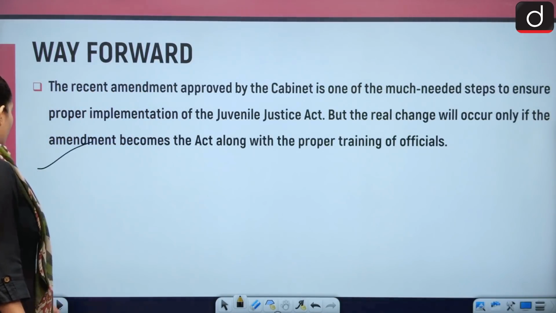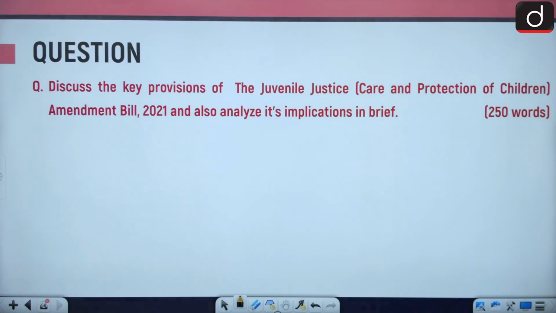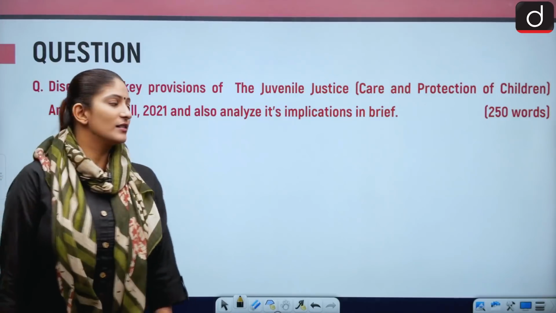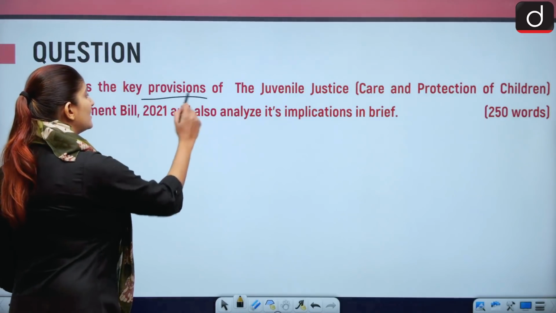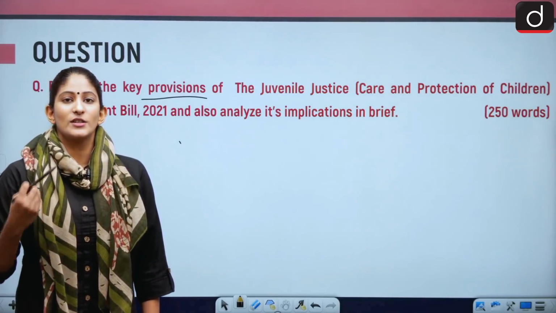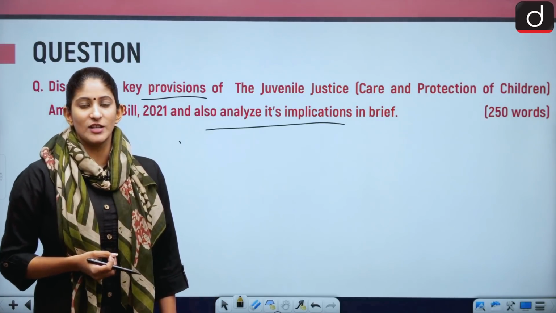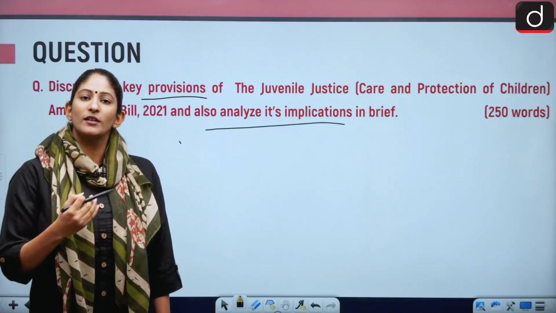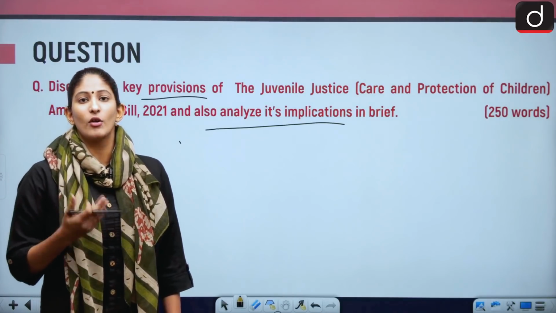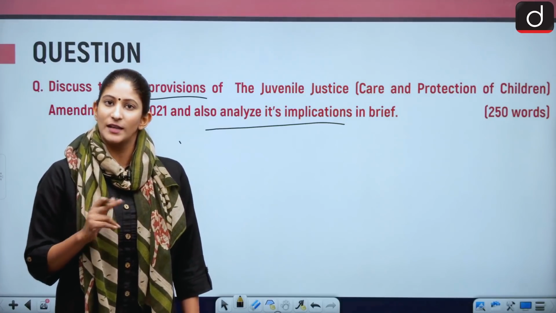Moving on, if we talk about our question, have a look at it. Discuss the key provisions of the Juvenile Justice (Care and Protection of Children) Amendment Bill 2021 and also analyze its implications in brief. So you can try here to talk about the key provisions and also compare with the Juvenile Justice Act of 2015. As for the implications, you also have to discuss the importance of the JJ bill, why it was needed, and what the implications are going to be in order to make it more progressive and advance in a proper manner.